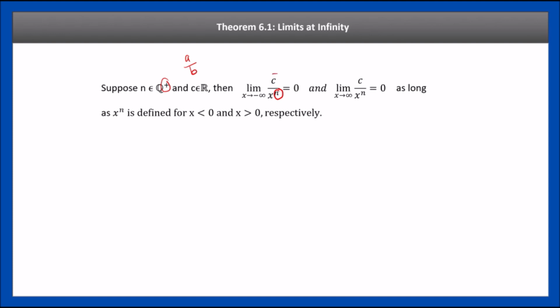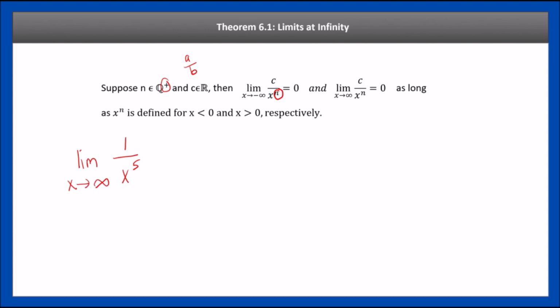And c is just a constant. c can be any real number. So for example, if I have the value 1 over x to the 5th power, well, you can see 5 is a rational number and is a positive number. And so if I take the limit as x approaches infinity, well then what happens to that value as x gets bigger and bigger?